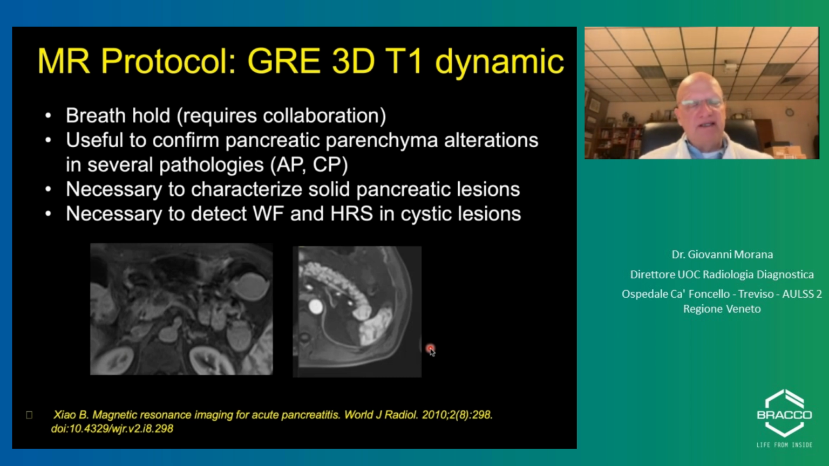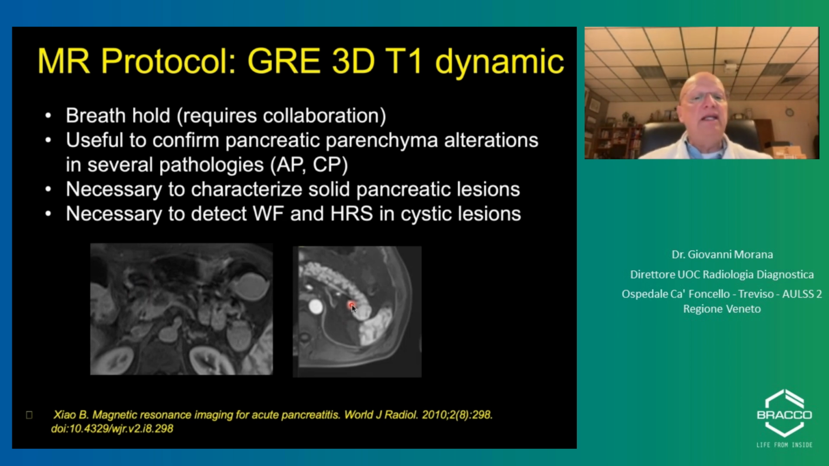Dynamic imaging is important because it allows us to distinguish between hypovascular lesions such as pancreatic ductal adenocarcinoma or hypervascular lesions such as neuroendocrine tumors. So very good, very good dynamic imaging is important for detection and for characterization.